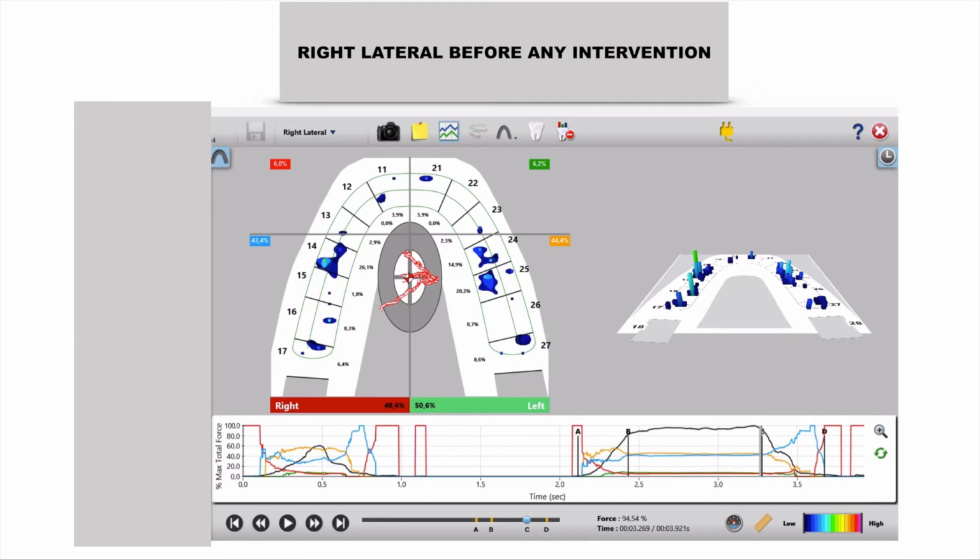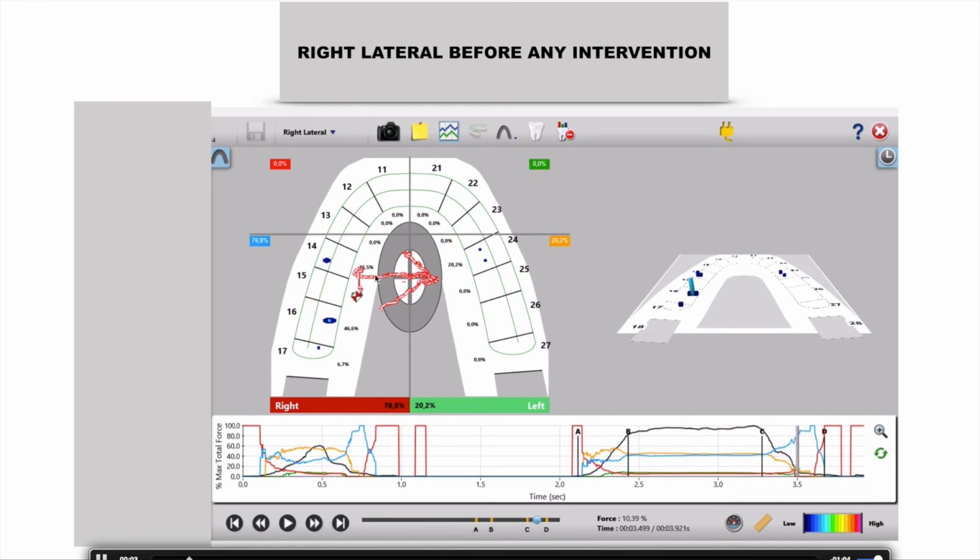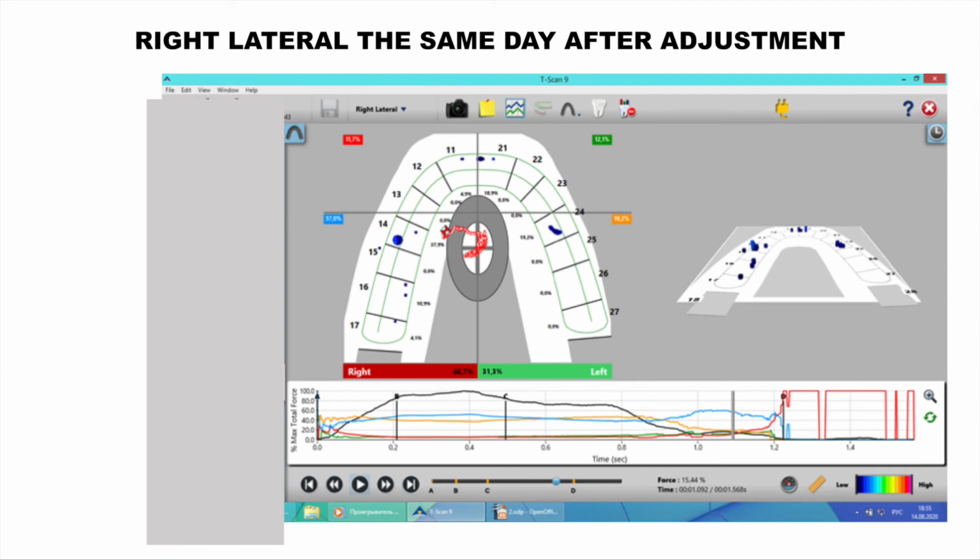This is the movie playing, and as you can appreciate, she moves to the right, and almost 100% of the force was located on number 3 or number 16, whatever you prefer, during the right lateral movement. After adjusting these contacts in this patient, we could achieve no more than 10% on her number 16, but we would never have known that without using the T-scan, and that took her out of her pain almost the same day, and she didn't complain anymore.